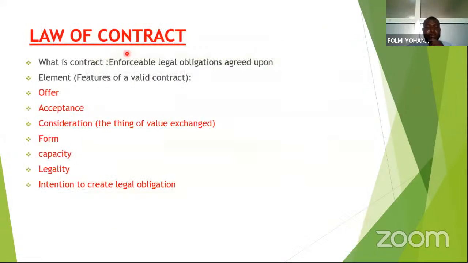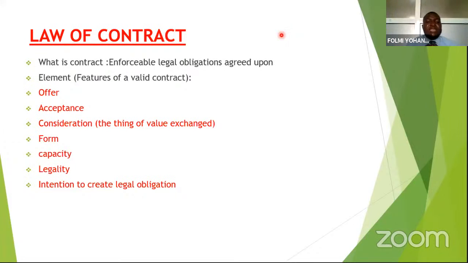So finally, we are going to talk on our final topic, which is law of contract. When we say contract, we are just saying enforceable legal obligations agreed upon by parties. That means there must be consensus between parties that we want to be bound by these obligations we are entering. So this is where civil law comes to play a part, the civil law we talked about earlier. Parties are conferring obligations on themselves. So if any of the parties is in breach, you can sue that person in court to get your remedy. We are going to discuss that too subsequently.